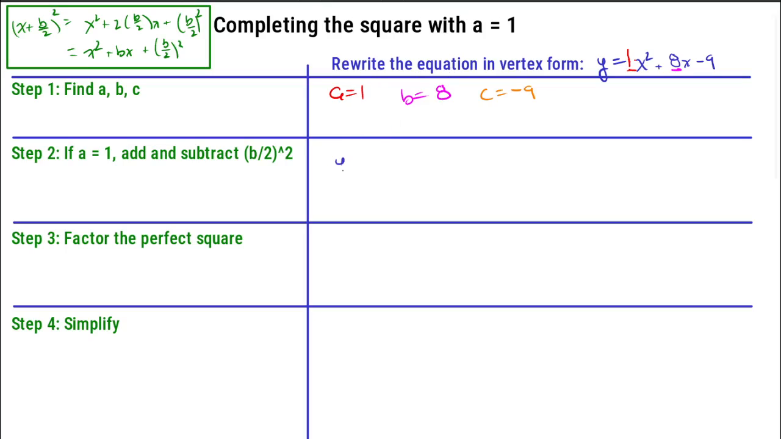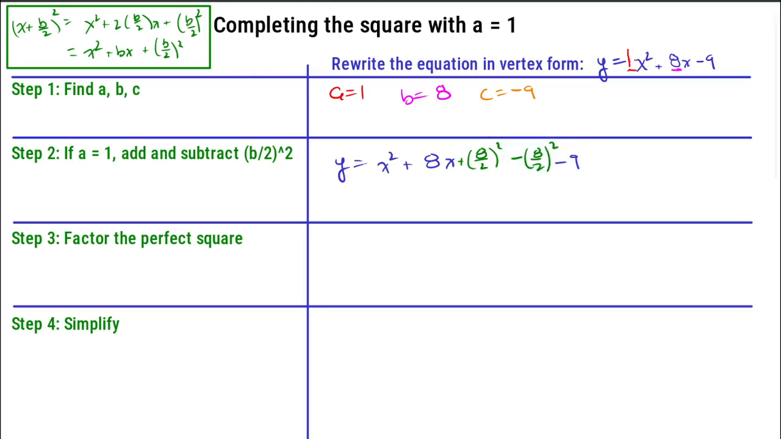So let's go back to our equation. We had y equals x squared plus 8x minus 9. And I'm going to add in that b over 2 squared and subtract it right back. And I'm actually going to put it in between the 8x and the minus 9 because this is going to help us to see our perfect square pattern. So we add b over 2 squared, but remember b is 8. So 8 over 2 squared, and then subtract 8 over 2 squared.